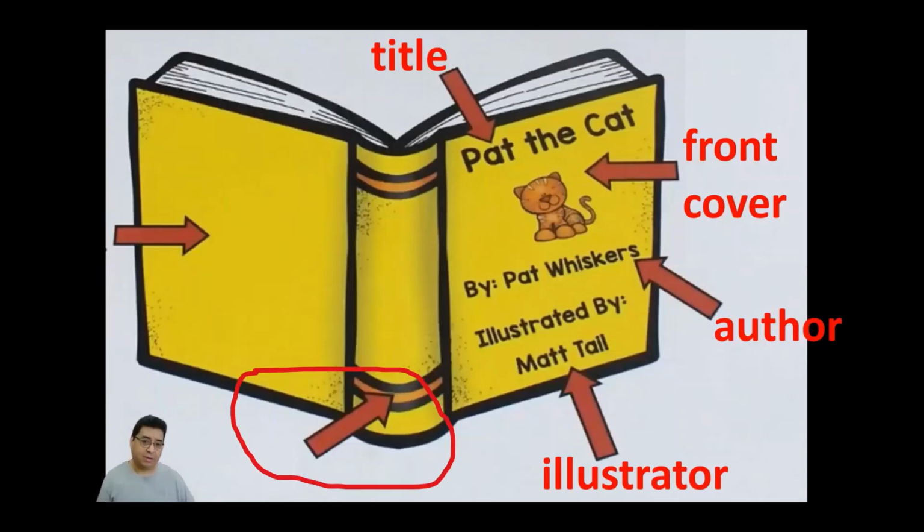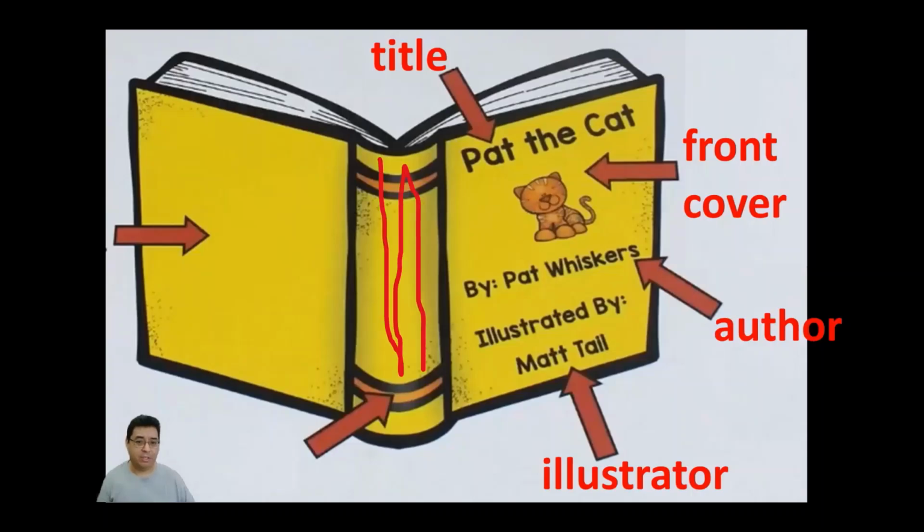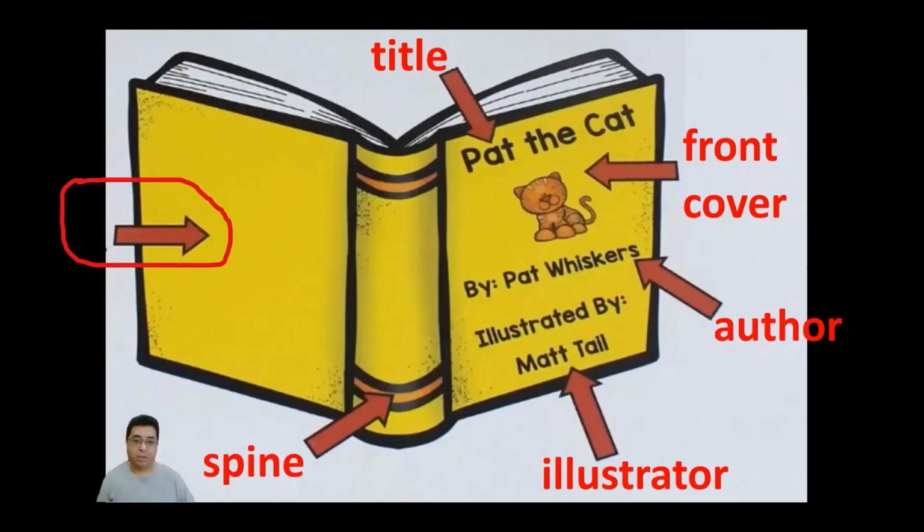Now this arrow here is pointing pretty much at the center of the book. So what do we call this part of the book? That's right, this is the spine here. And now let's look at the last arrow here. And what do we call this part of the book? That's right, this is called the back cover. So these are the different parts of the book.